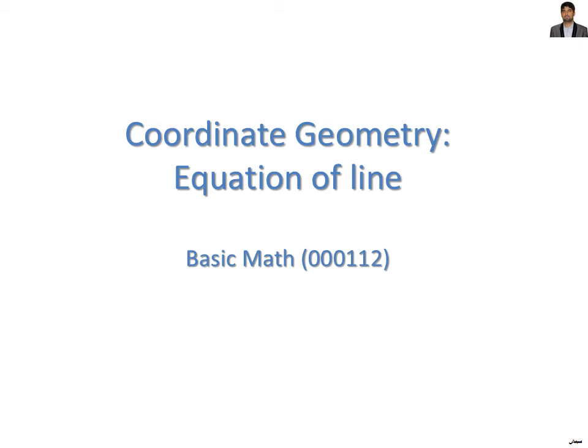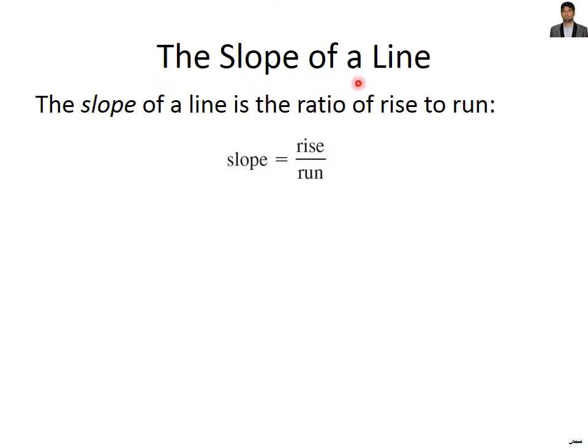Coordinate geometry, equation of line, basic mathematics. The slope of a line. The slope of a line is a ratio of rise to run. Slope is equal to rise over run.